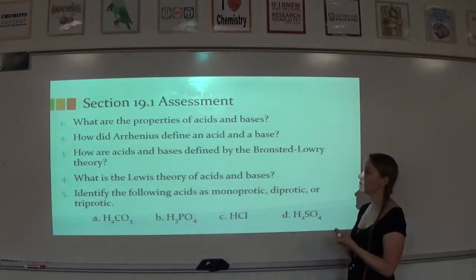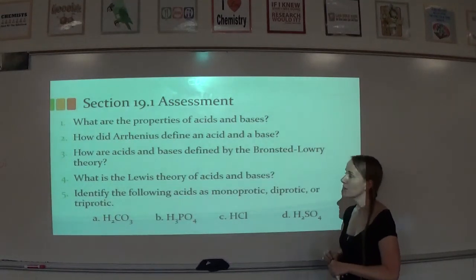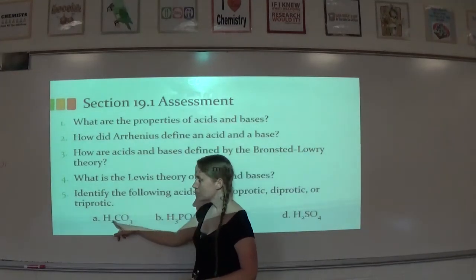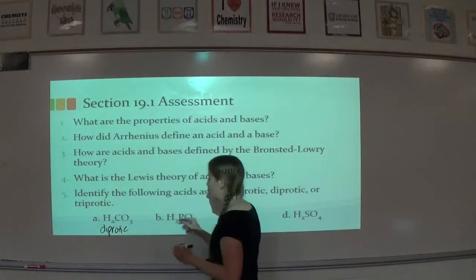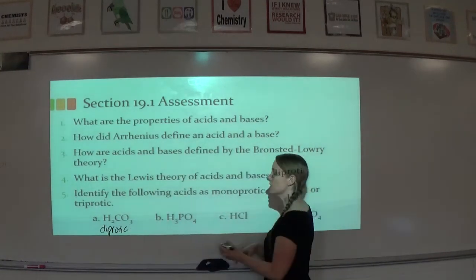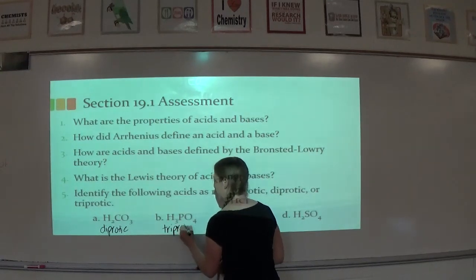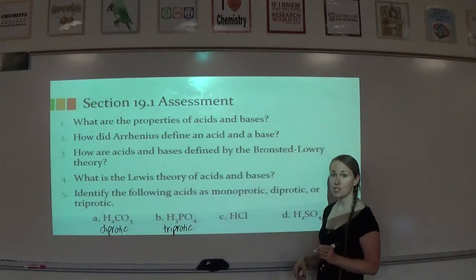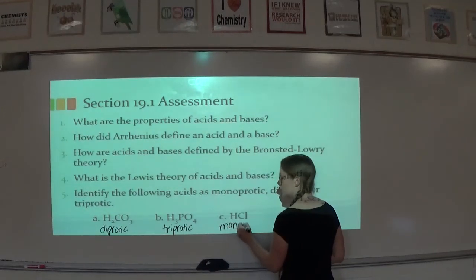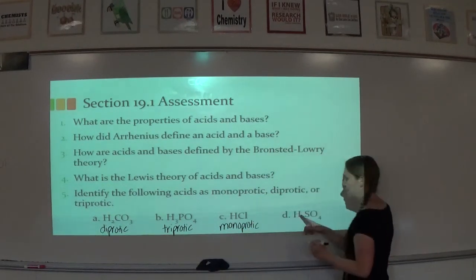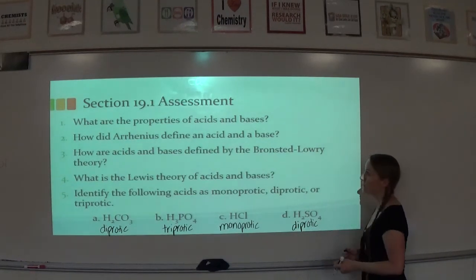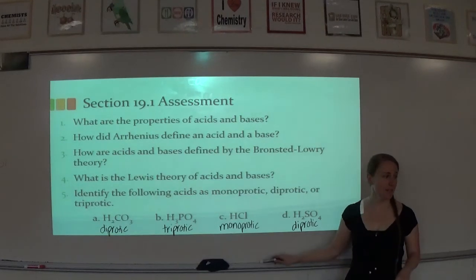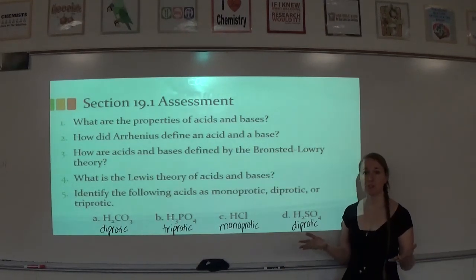Last one, identify the following acids as monoprotic, diprotic, or triprotic. We have H2CO3, so H2 would be diprotic. Here we have H3PO4, so that would be triprotic. Here we have HCl, so that would be monoprotic, because there's only one hydrogen. And here we have H2SO4, so that would be diprotic. Hopefully that helped you with those varying definitions of acids and bases and knowing the properties of each.